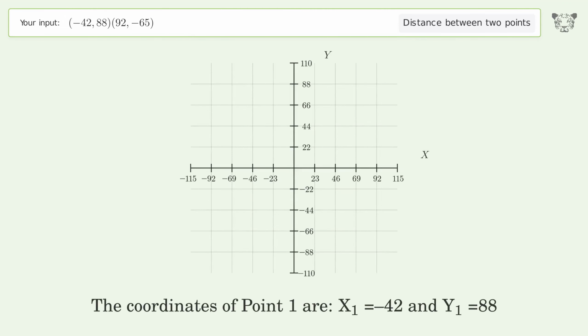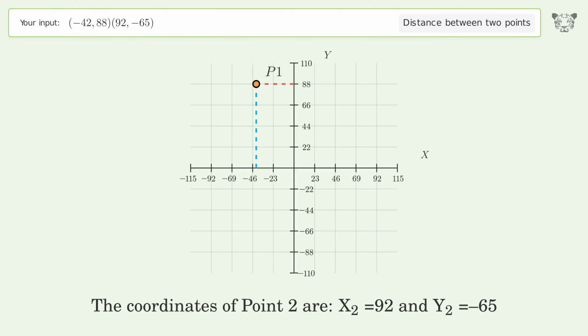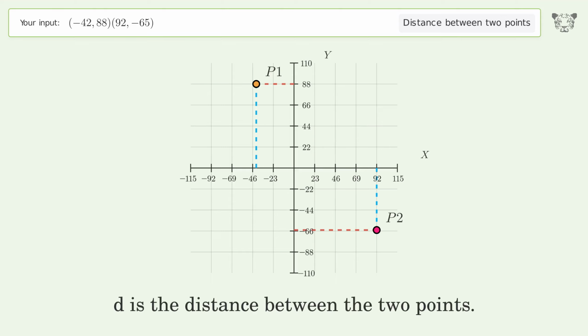The coordinates of point 1 are, x1 equals -42 and y1 equals 88. The coordinates of point 2 are, x2 equals 92 and y2 equals -65. D is the distance between the 2 points.